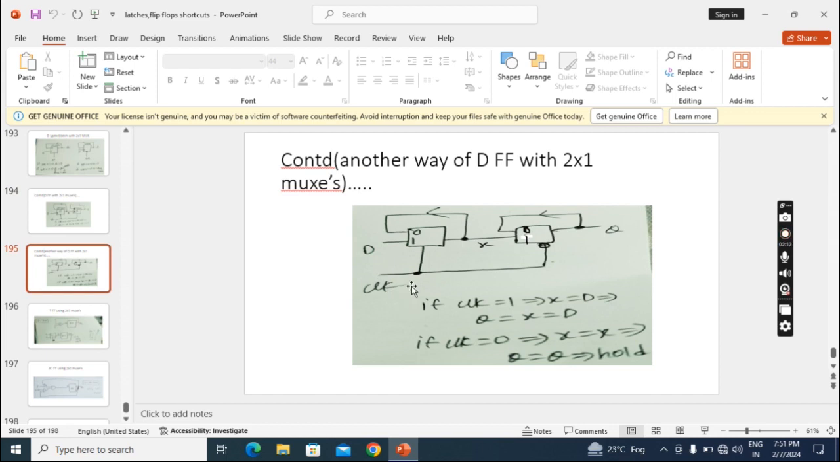So when I apply clock 1, this D will be selected and I will get the final output at Q. But when I apply clock 0, it will become hold. So according to the circuit, we have to change the clock bubble places and we have to change the internal values of the clock. Then only we can get the output properly.